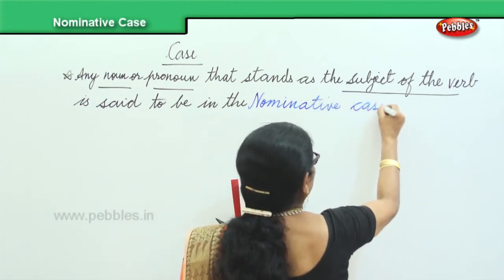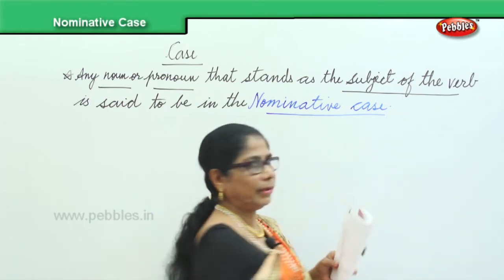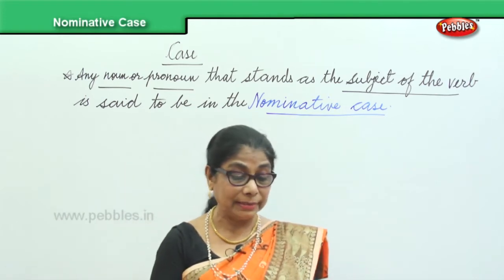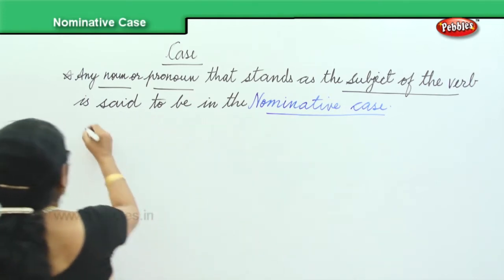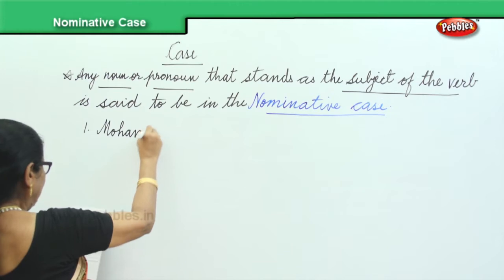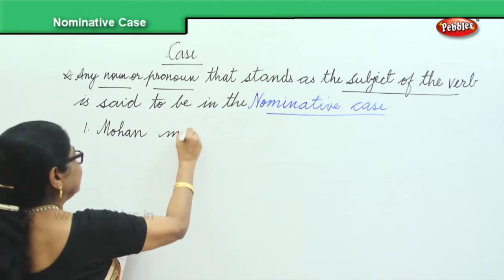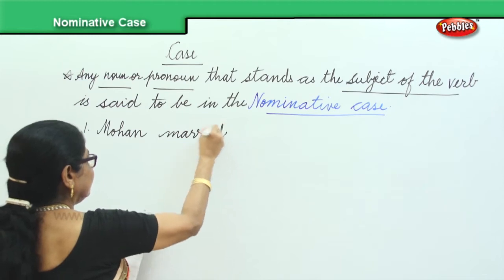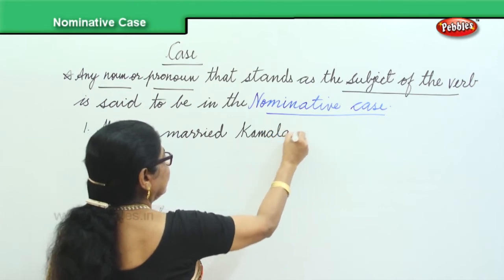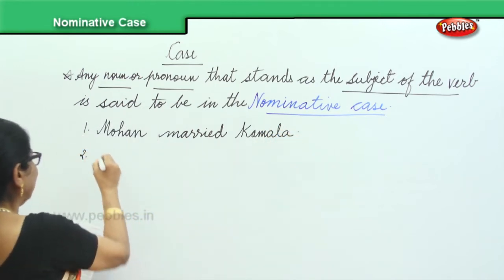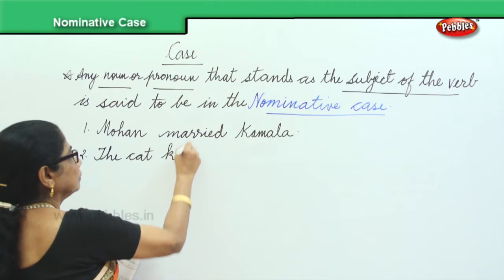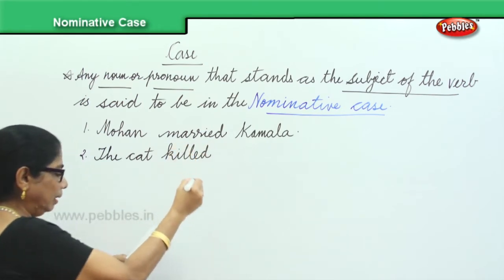And that's what we are going to do now. What is this nominative case? We will do some sentences so that we can understand what it means. Now, just look at the sentences I'm going to give you now. Mohan married Kamla. Okay, another sentence. The cat killed the mouse.